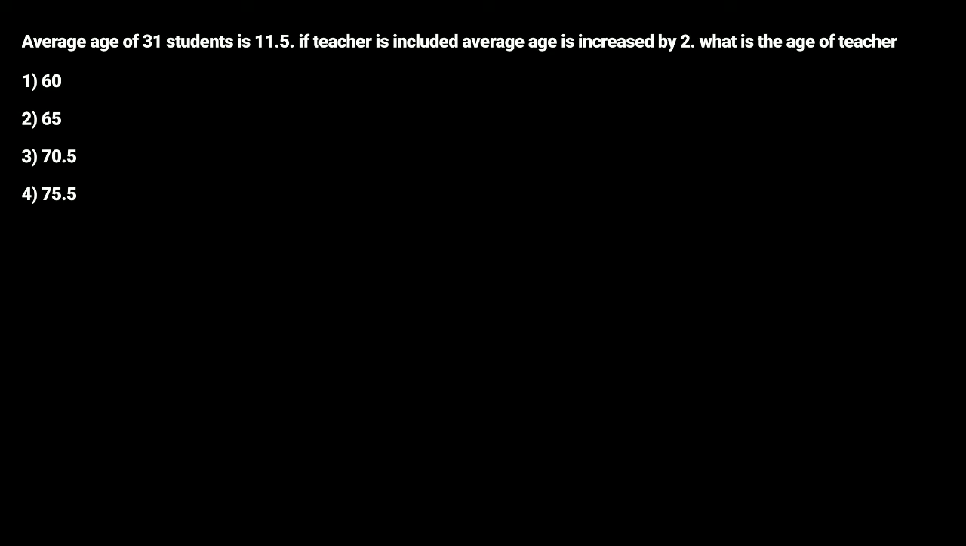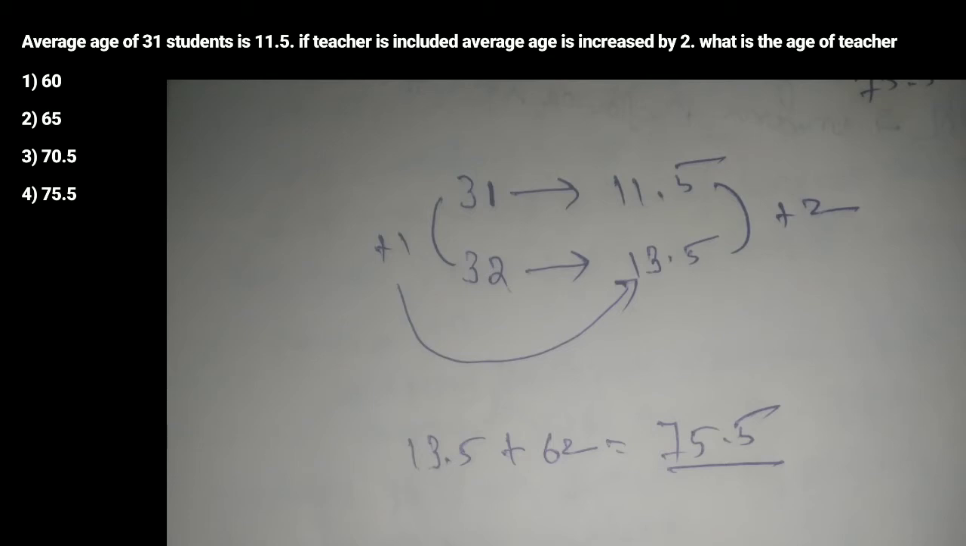The average age of 31 students is 11.5. If the teacher is included, the average age is increased by 2. What is the age of the teacher? Now this question, if I solve it in a traditional way, will take time. So I am going to solve this question in a smart way.